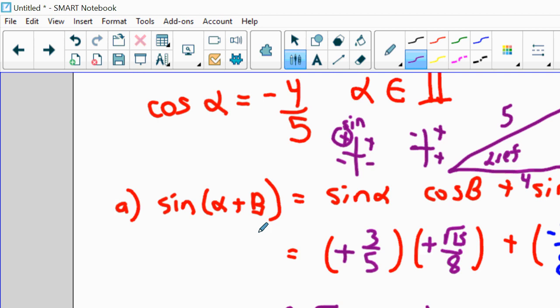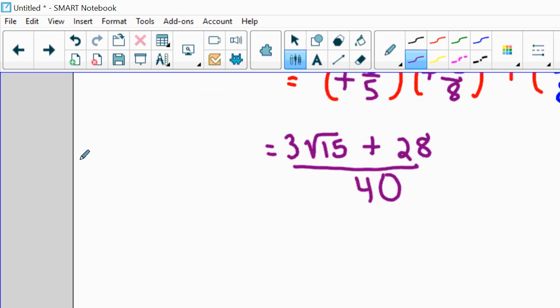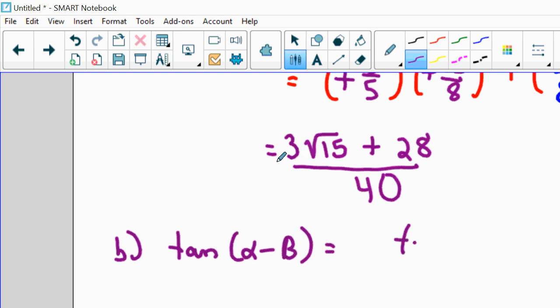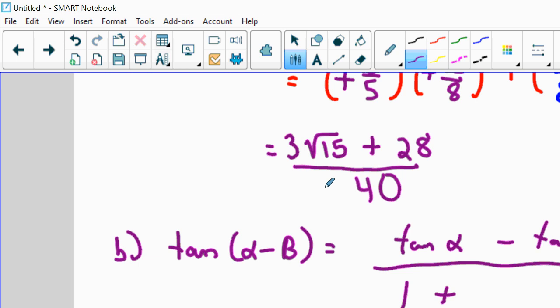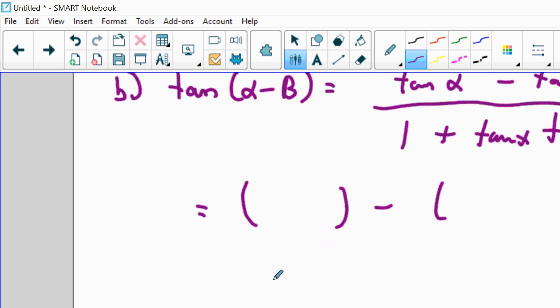So they could ask you any question they want. So they can even go part B, tangent alpha minus beta. Then you're stuck, oh yeah, tangent alpha, minus goes with minus, tangent beta. Now on the bottom, there's a 1, but it's going to be opposite, and then same thing as above, only you're multiplying. So you got these spaces to fill in.